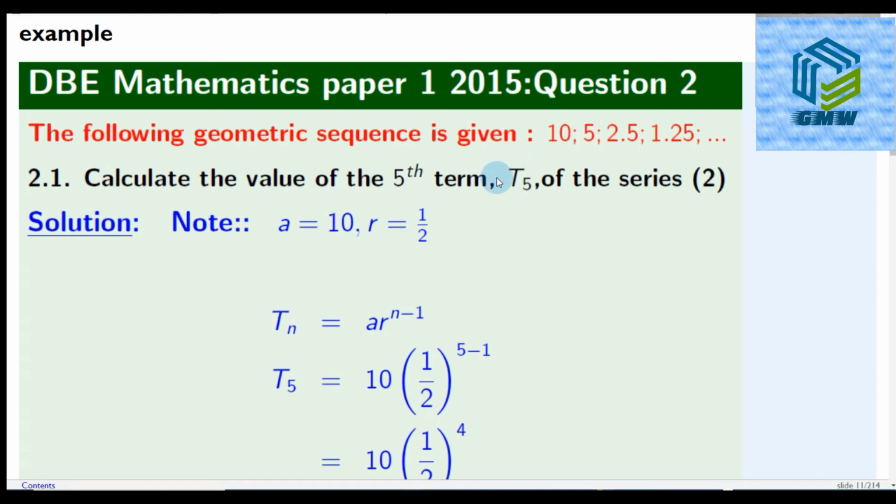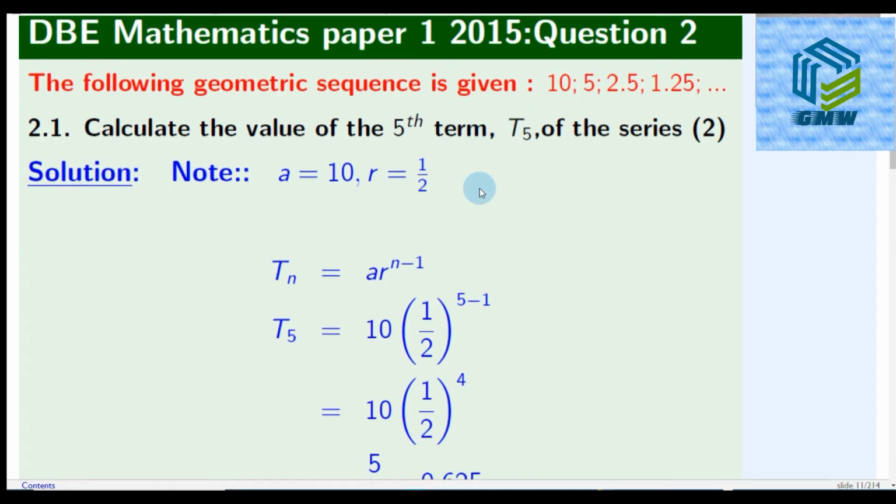We talked about this. Now, to get the answers, the first question was: calculate the value of the fifth term, T5, of the series. Now this language right here helps you to identify the formula that you are to use. Remember, we have formulas for calculating the nth term, sum of n terms, and in this case sum to infinity. So the wording used in a question should direct you to pick the right formula. In this case, we are dealing with an nth term.